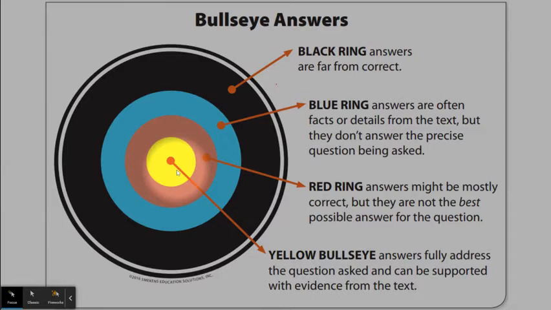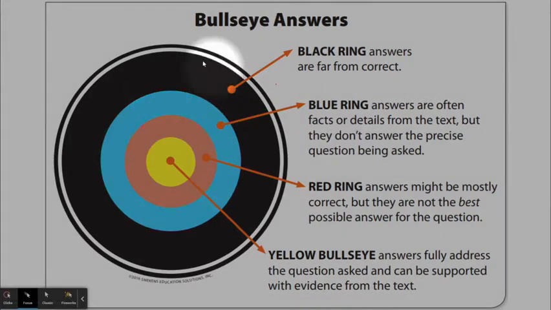The next type of answers that test writers write are blue ring answers. Those are answers that are often facts or details from the text. So you're reading along and you look at that answer and you think, oh yeah, that happened in the story. And you might pick that blue ring answer, but the problem with that is, yes, it happened in the text, but it wasn't the answer to the precise question being asked. So we have to try to avoid those black ring answers and those blue ring answers by making sure that we look and read every possible answer choice.